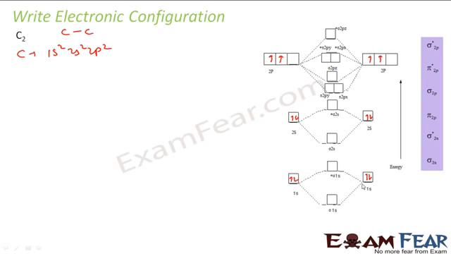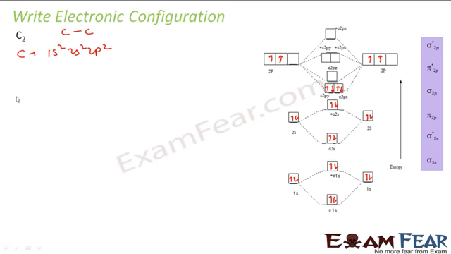Let's fill it now. We have 4 electrons here. So let's fill the 4 electrons. 1, 2, 3 and 4. Correct? That's how I'll fill the lowest energy in this case.